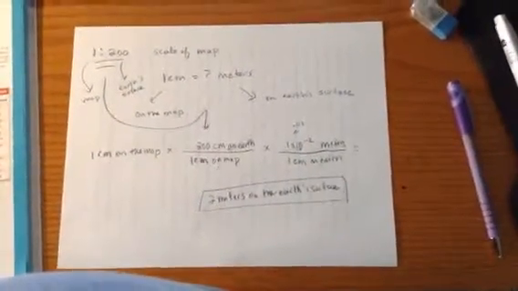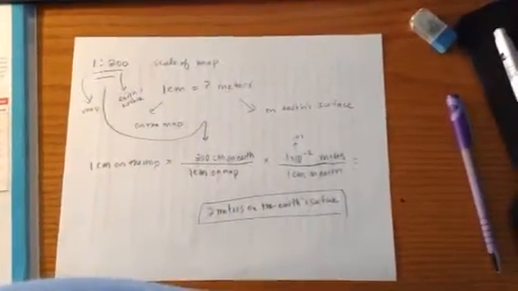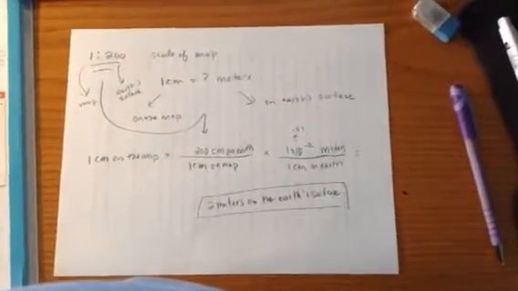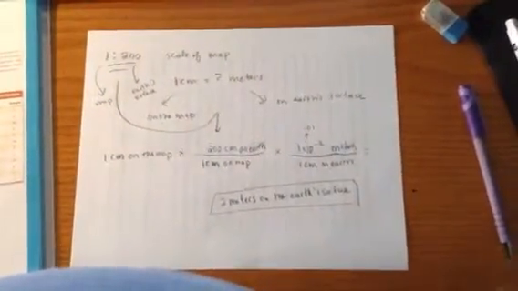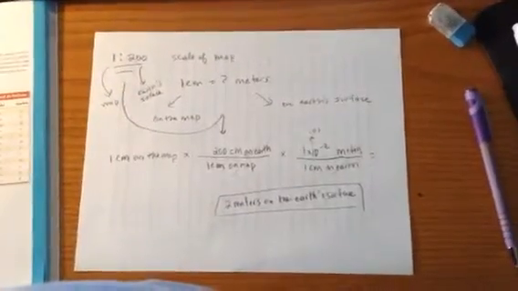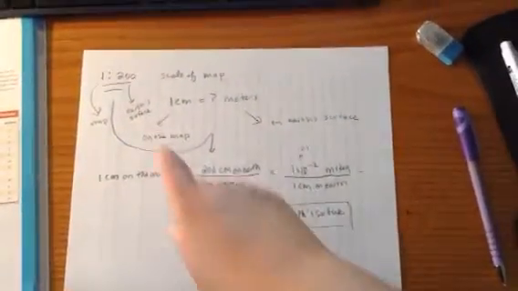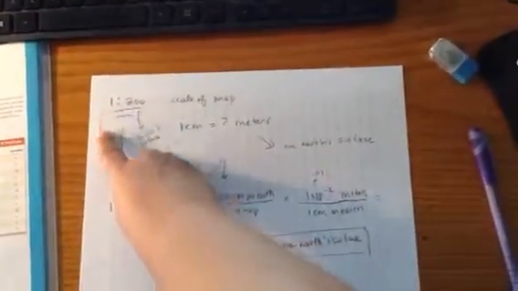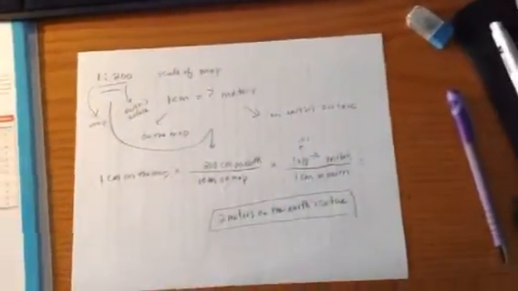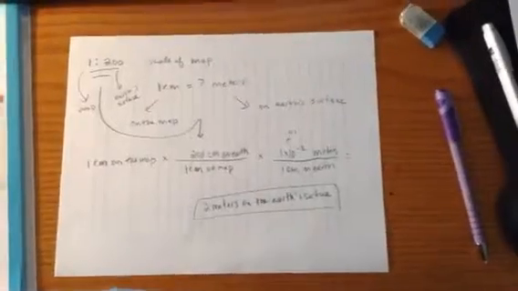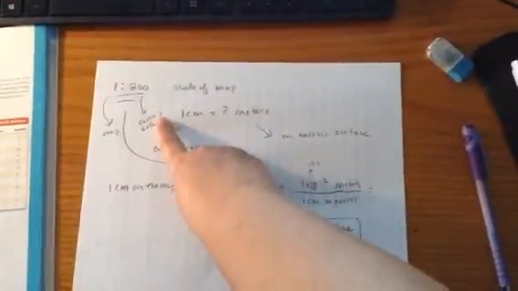And when you do your problems, the scale varies. It may not be 1 to 200, it might be 1 to 360,000, whatever the number is. It's the same procedure, you're just using different numbers. So the first number, the 1, is indicating what's on the map. It's a way to relate what's on the map to what's on the Earth's surface.